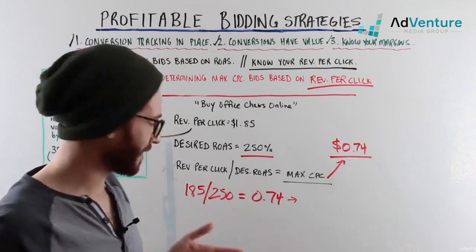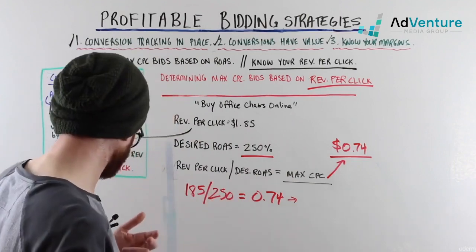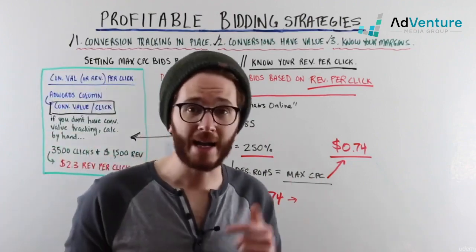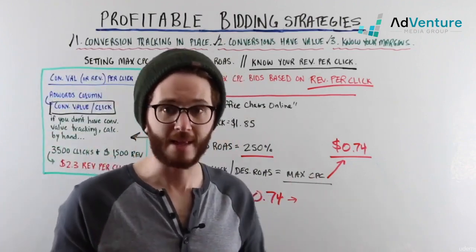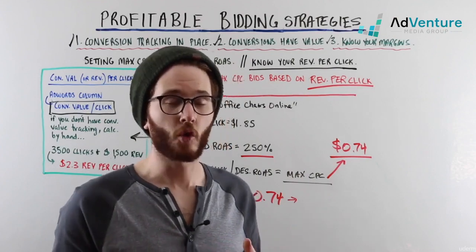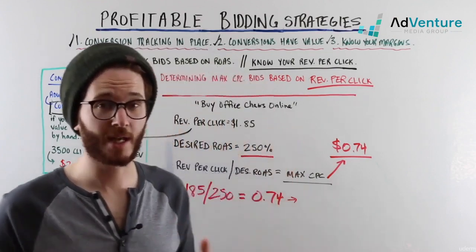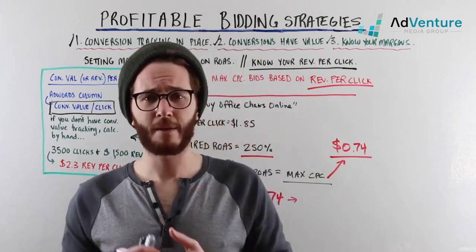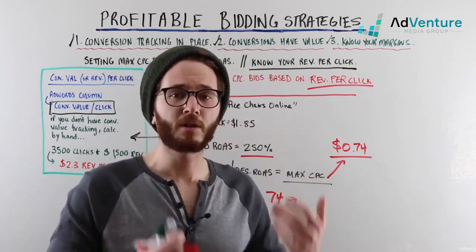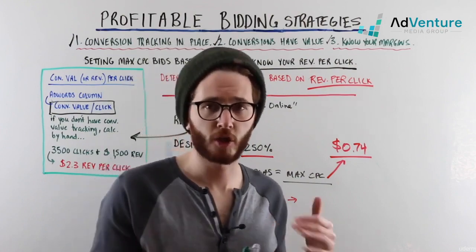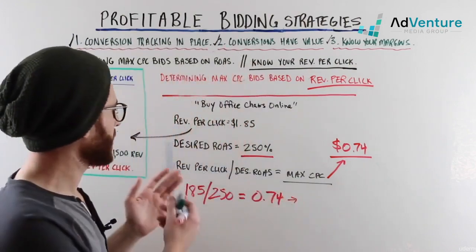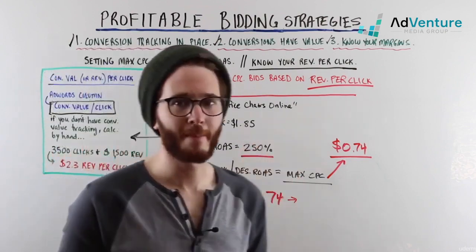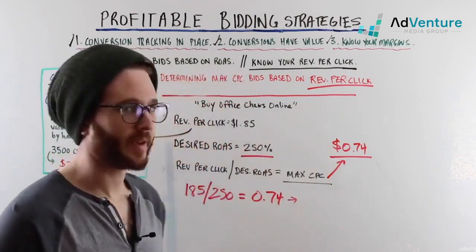It's a little bit more of a complicated formula. In that case, you would take the average conversion value, divide it by your desired ROAS, and then multiply that by your conversion rate. So once again, in that example, you took your average conversion value, you divided it by your ROAS, and then you multiplied that number by your conversion rate. In this example, you simply take your revenue per click and divide it by your desired ROAS, and that's your max CPC bid, as we saw in this case, 74 cents.